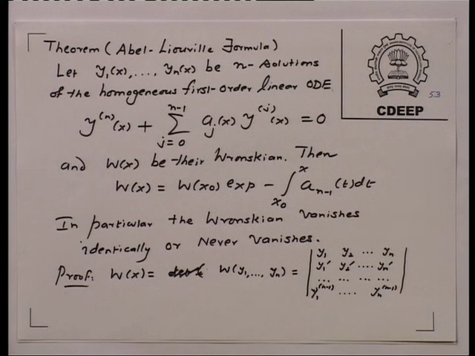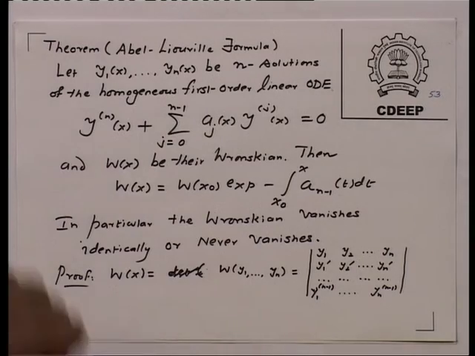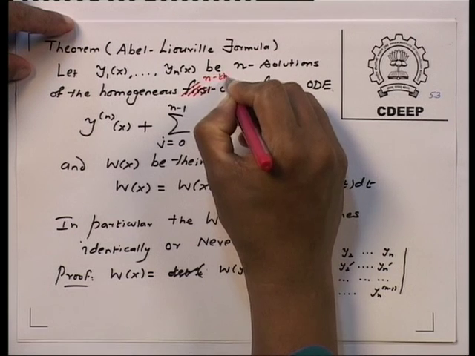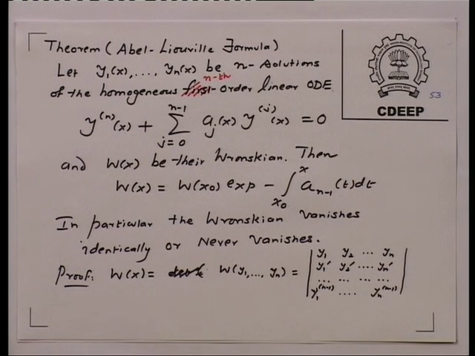So let y1, y2, ..., yn be n solutions of the homogeneous nth order linear ODE y^(n)(x) plus the sum over j from 0 to n minus 1 of a_j(x) y^(j)(x) equals 0, and let W(x) be their Wronskian. Then W(x) equals W(x naught) times e to the power of minus the integral from x naught to x of a_(n-1)(t) dt. In particular, the Wronskian vanishes identically or never vanishes.